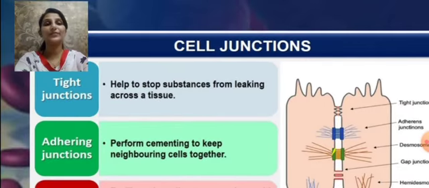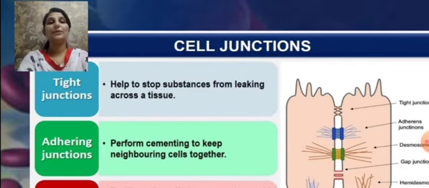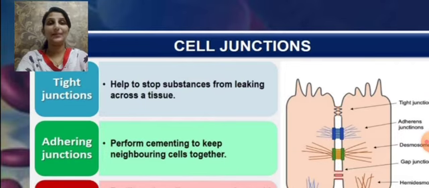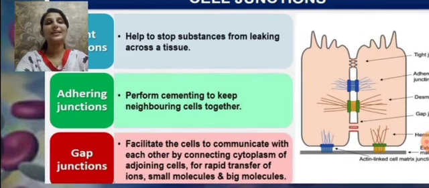And what is the function of the adhering junction? They perform cementing to keep neighboring cells together. We put cement between bricks when we are building a structure. In the same way, the adhering junctions act like cement and bind together the neighboring cells. And the last type of junction is the gap junction.